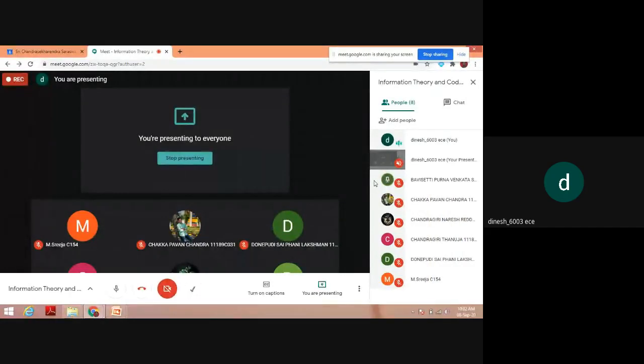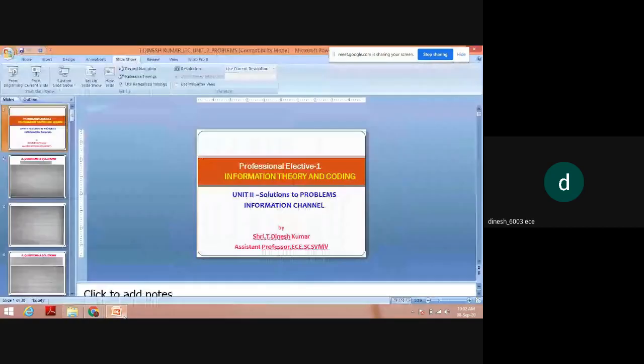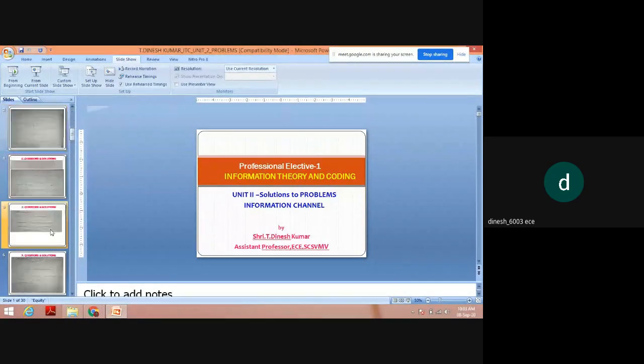So we'll start today's session on the solutions to problems in unit number 2, which is information channel. So in last class we had solved some 9 problems. So the left out problem we are going to see today.